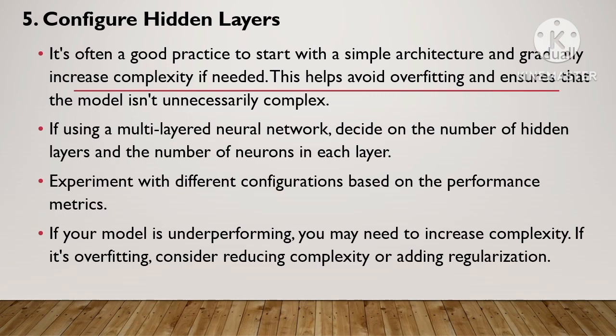If using a multi-layered neural network, decide on the number of hidden layers and the number of neurons in each layer. As I say, hidden layers can be many, so you should decide how many they should be. Experiment with different configurations based on the performance metrics. Yeah, check on the performance metrics. If you observe them, you can now decide which will work best. This is the number of hidden layers.